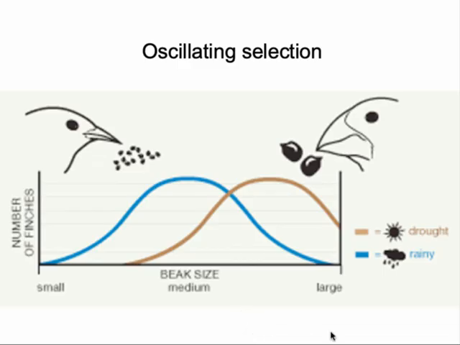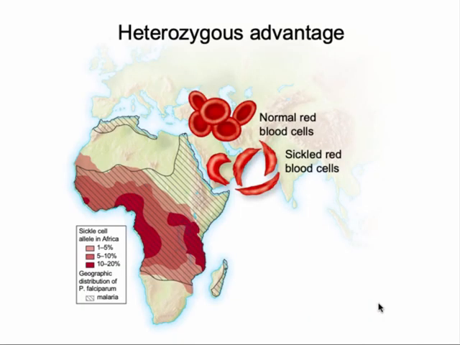So it's similar to frequency-dependent selection in that it changes back and forth, but it's not driven by how frequent the phenotype is. It's rather driven by external conditions in the environment. Finally, the heterozygous advantage. This is when heterozygotes are favored, but being homozygous dominant or homozygous recessive is disfavored. An example of this is sickle cell anemia. Individuals that are homozygous dominant have normal red blood cells, but they're also very susceptible to malaria. And in areas where there are a lot of malaria cases, these individuals are likely to get infected with malaria, and this could mean death.